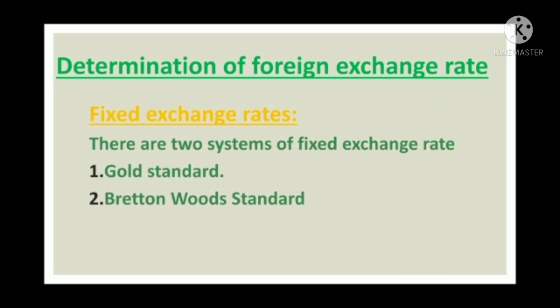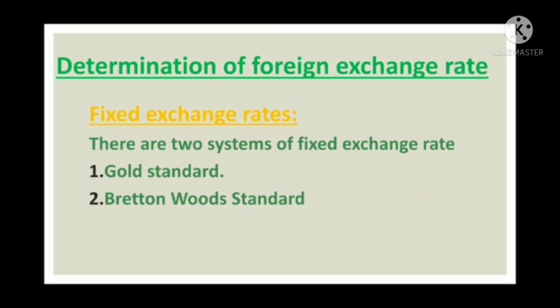So let's start. Determination of foreign exchange rate. Fixed exchange rate is an exchange rate between the currency of two or more countries which is declared by the monetary authority, that is RBI. It remains fixed and adjusted only infrequently. Two major exchange rate systems are fixed exchange rate and flexible exchange rate.